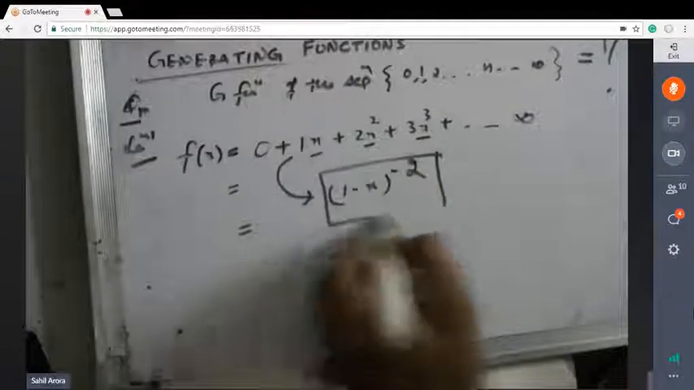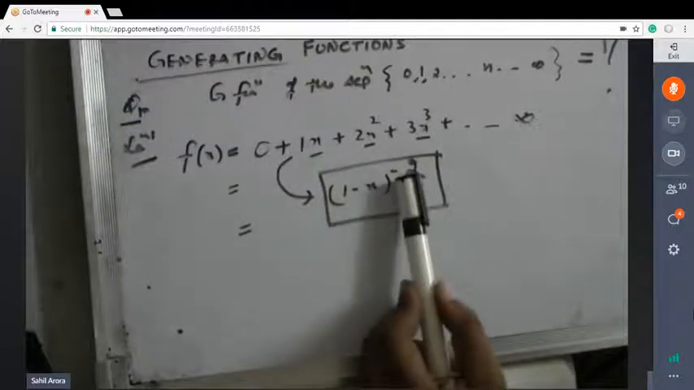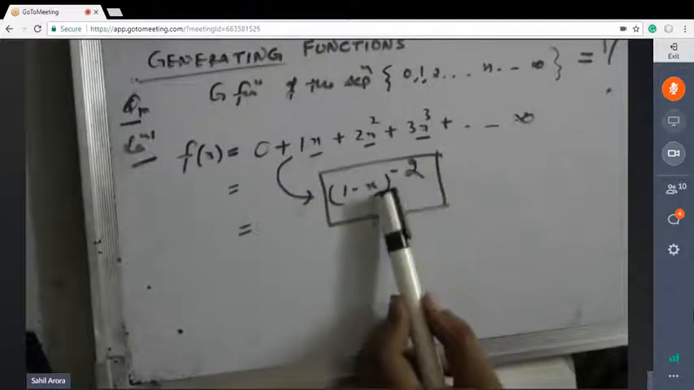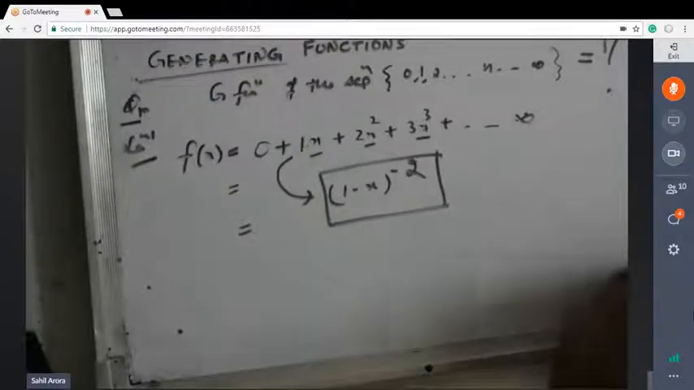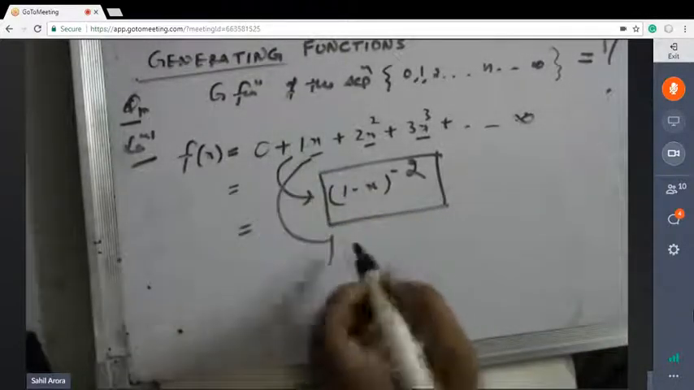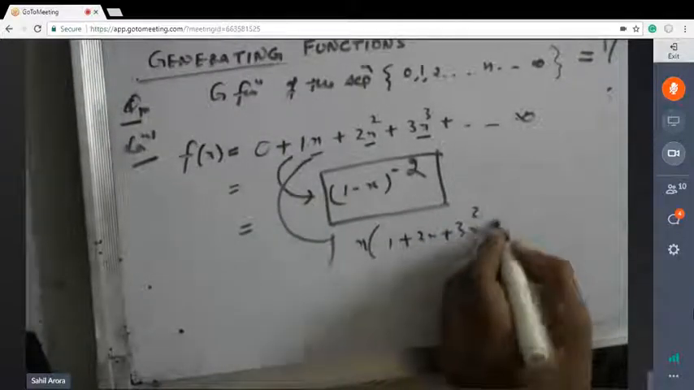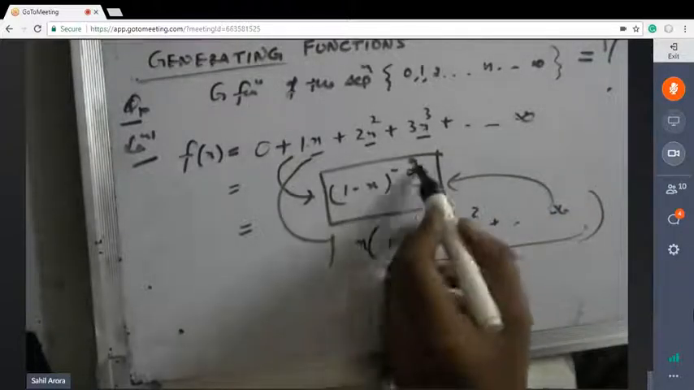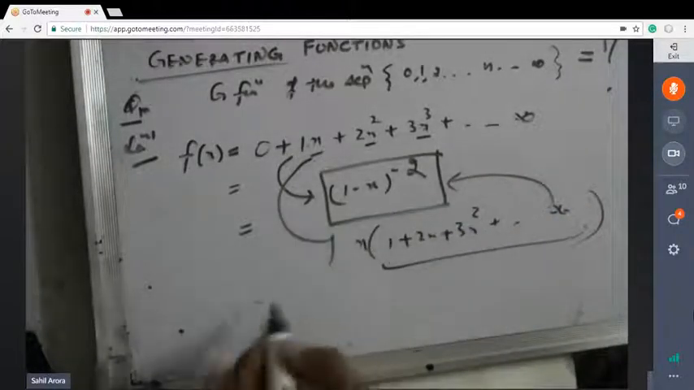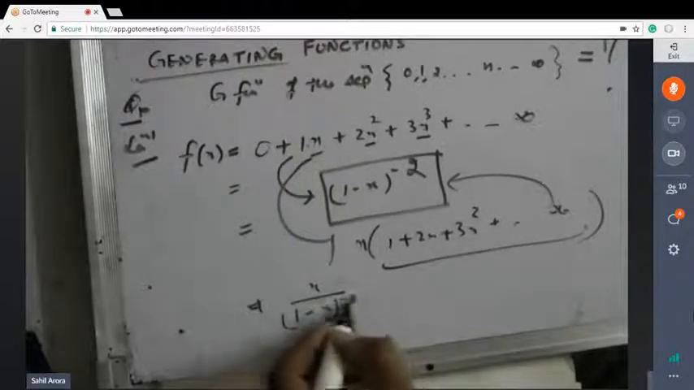How do I directly write it? Because I know one thing: minus minus would become plus. Then 2 into x, this term would come up, right? So if I take x common, it will become 1 plus 2 into x plus 3 into x squared, so on up to infinite. This term expansion is nothing but 1 minus x whole power minus 2. So the overall answer will simply become x divided by 1 minus x whole power minus 2.